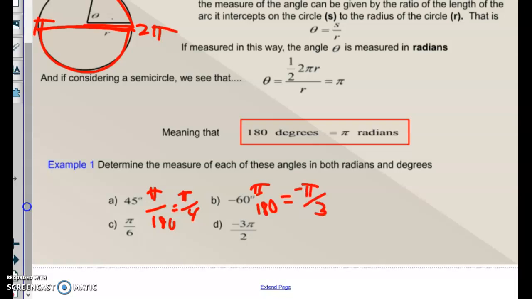Over here, where we have negative 60, if I multiply that by pi over 180, I get negative pi over 3. And down here, if multiplying by pi over 180 changes it from degrees to radians, if we do the reciprocal of that, 180 over pi, we go from radians to degrees. So I end up with 30 degrees there. And don't forget your degree symbol. And down here, doing the same activity, I get 180 over pi, and that gives me negative 270 degrees.